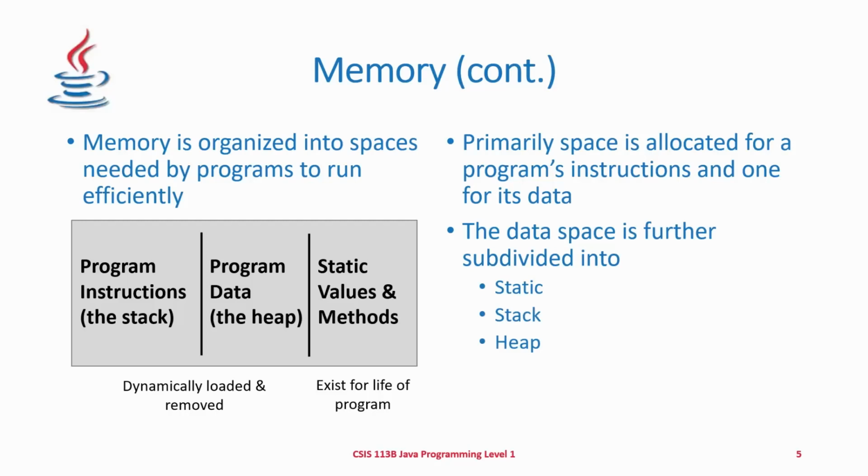And then there is a third area called the static area of memory where certain values and methods are stored as well. And we'll get into static values a little bit later on. So primarily your space is allocated for a program's instructions and one for its data. And the data space is divided into those three areas: static, stack, and heap. The stack and the heap data is dynamically being loaded and removed.